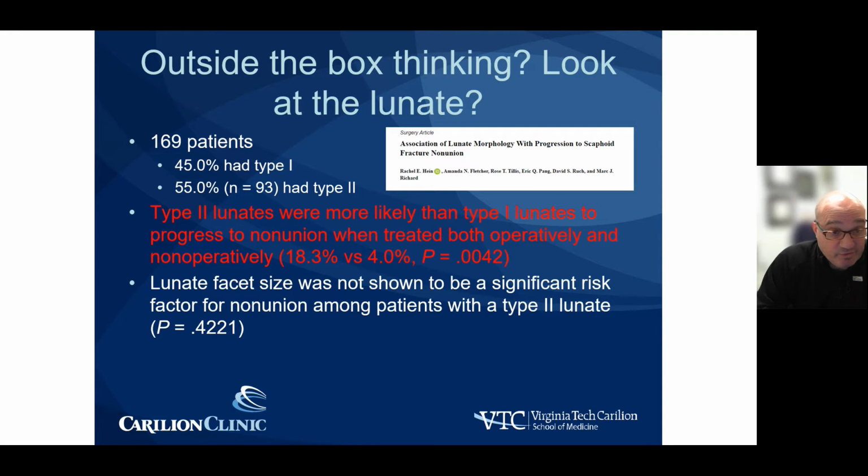And this was shown by Dr. Richard and their group at Duke, and they did a very nice study where they were able to show that these type 2 lunates were more likely than type 1s to progress to non-union. The lunate facet size was not shown to be a significant risk factor for non-union among the patients with type 2 lunate.